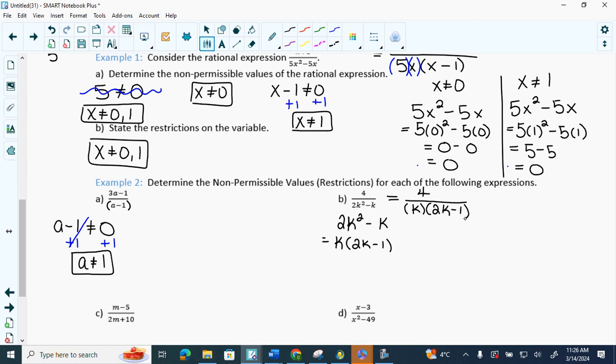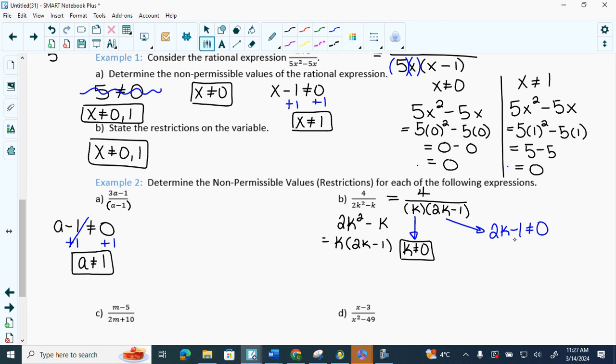So now I'm going to have two things that I have to actually find out because there are two bracketed things in my denominator, yes? So I have to check two non-permissible values. So I'm going to do this one first. I'm going to say k can't equal 0. Cool, box it. That one's done. There's no solving for it, right? Then I have to take my second bracket and say 2k minus 1 can't equal 0. How do I solve?